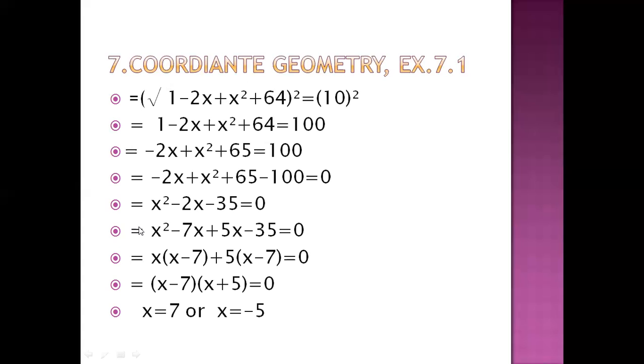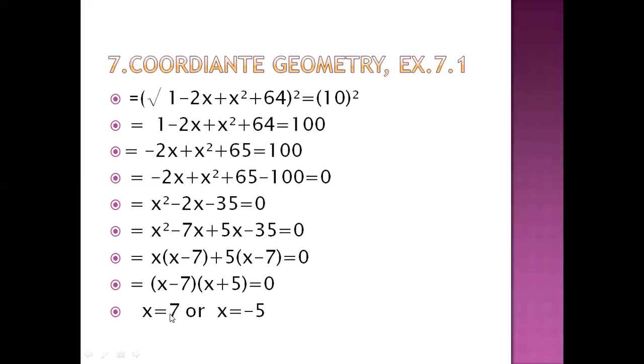Now in these two, the common factor is x. Take x common: x into x minus 7, plus in these two 5 is common, plus 5 into x minus 7. Now in these two x minus 7 is common. Take x minus 7 common, here the leftover is x, here the leftover is plus 5. So (x minus 7) into (x plus 5) equals 0. x minus 7 equal to 0 means x is equal to 7. x plus 5 equal to 0 implies x is equal to minus 5. So x can be either 7 or minus 5.